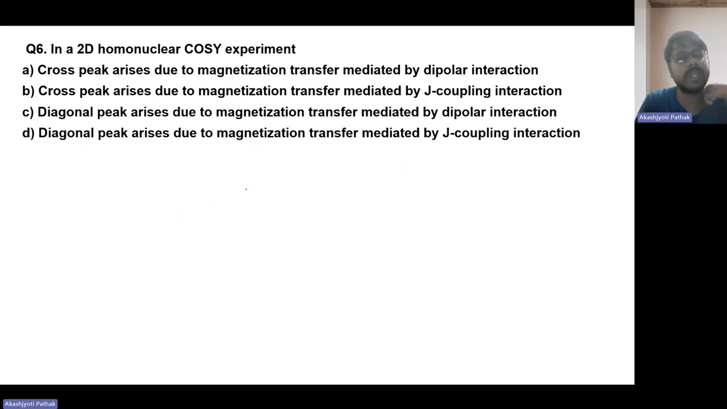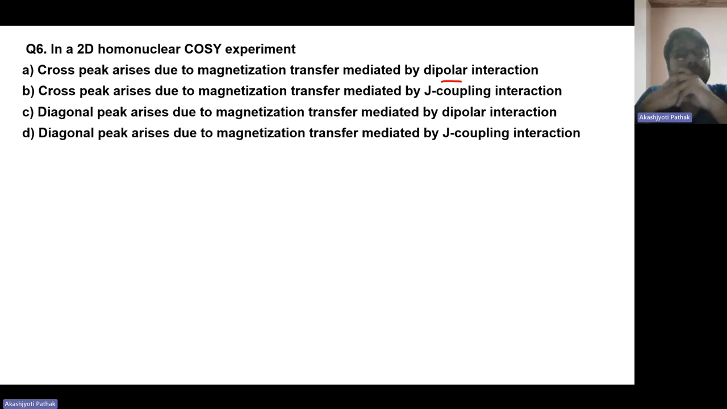Now try to solve this question. In a 2D homonuclear COSY experiment: cross peaks arise due to magnetization transfer mediated by dipolar interaction; cross peaks arise due to magnetization transfer mediated by J coupling interaction; diagonal peaks arise due to magnetization transfer mediated by dipolar interaction; and diagonal peaks arise due to magnetization transfer mediated by J coupling interactions. So what will be the answer?